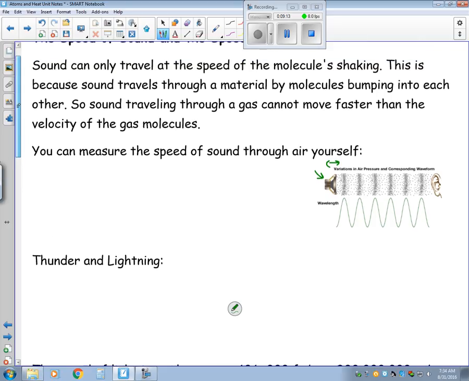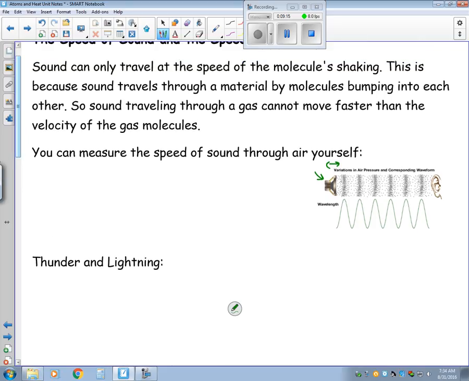So this is why molecules move about the same speed as the speed of sound. And it's really because sound can only travel at the same speed as the molecules that are shaking in its medium. All right, so you can measure the speed of sound yourself. So let's say if you know a certain distance is 1,000 feet. Then it should take sound approximately 1 second to reach you.